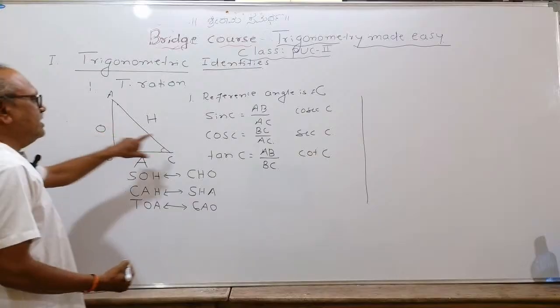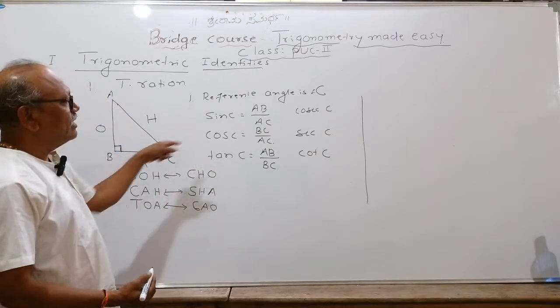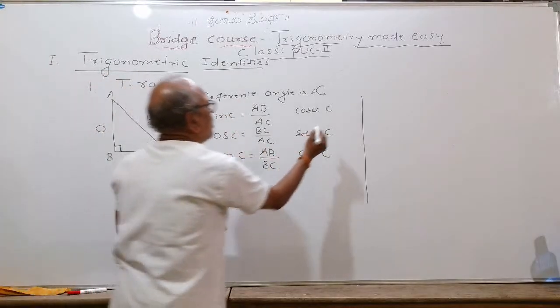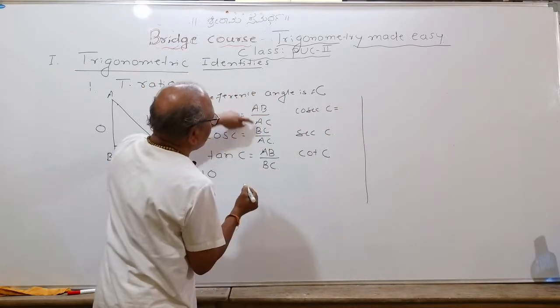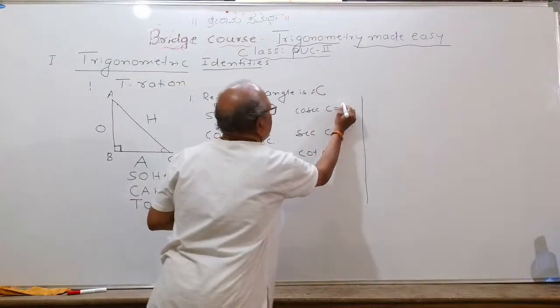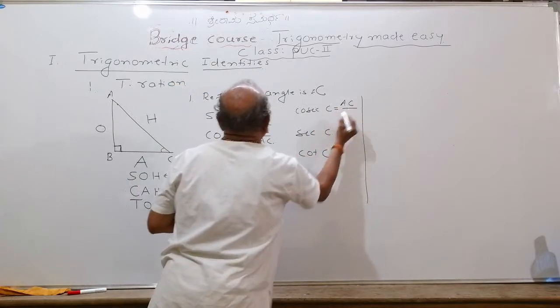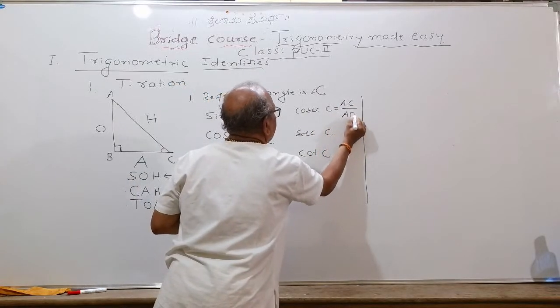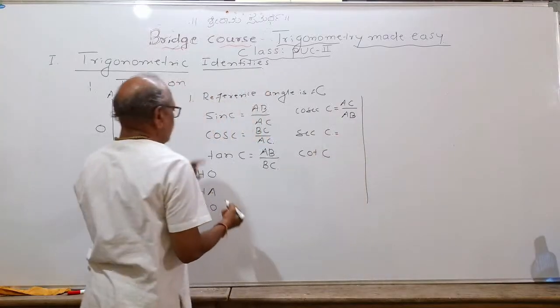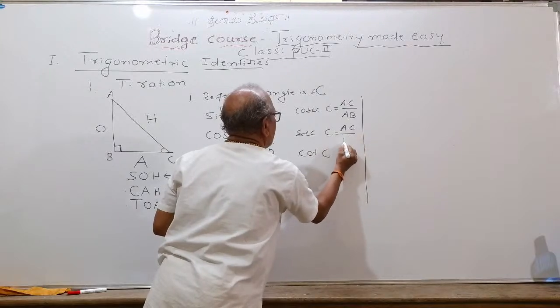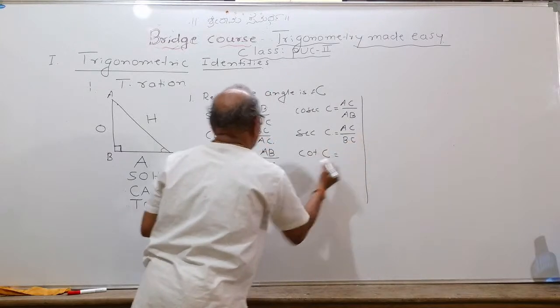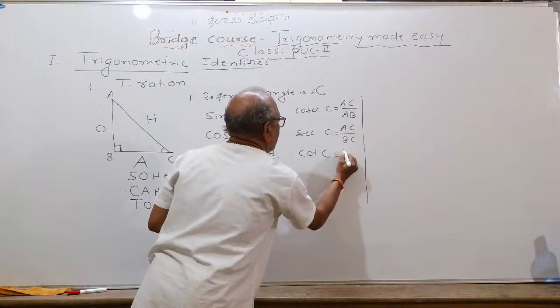What is cosec C? You need not see the triangle. To write cosec C, just take the reciprocal. What is the reciprocal of AB upon AC? Make the denominator the numerator, and the numerator the denominator. It becomes AC divided by AB. Let me quickly refresh you. And sec C, the reciprocal of cos C, becomes AC upon BC. Cot C will be BC upon AB.